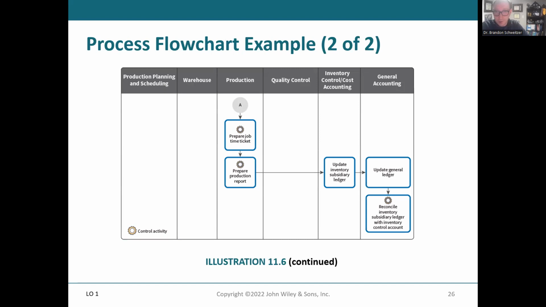We update the general ledgers accordingly. Because remember, there's a lot of cost associated with it. So it goes from raw materials to work in process to finished goods. When it comes into work in process, we're adding additional direct labor, additional direct materials, and additional factory overhead at each stage of the game.